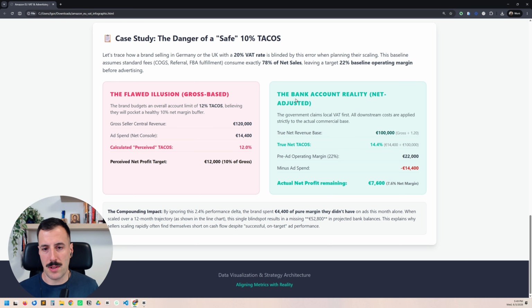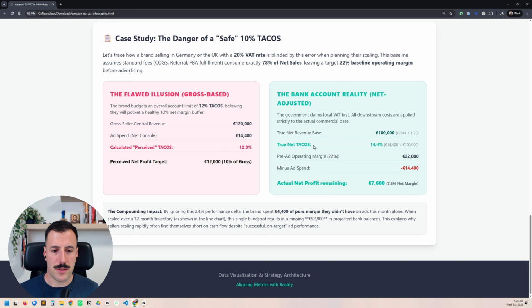What happens is when the bank account hits up and you realize that your true net revenue base is not 120, but it's actually 100 because an additional 20% comes from VAT, your true net total ACOS is 14.4% compared to the 12%, and your pre-ad operating margin of 22K minus ad spend of 14.4K means net profit remaining is only 7,600, which is a 7.6% net margin.